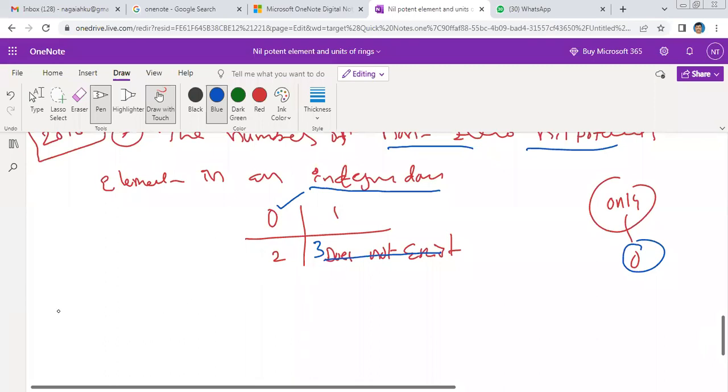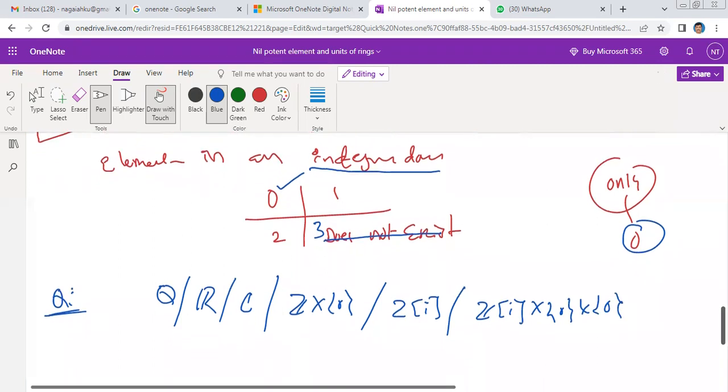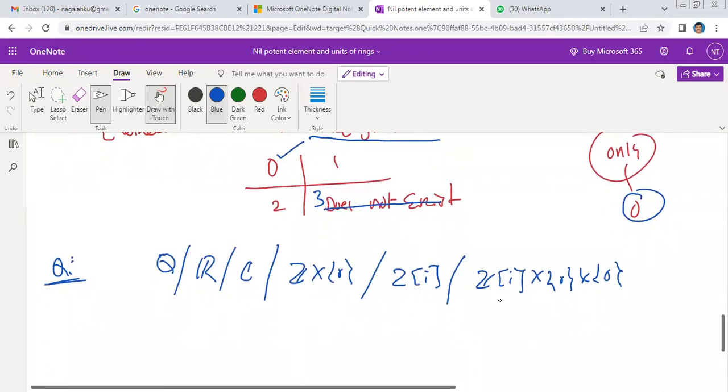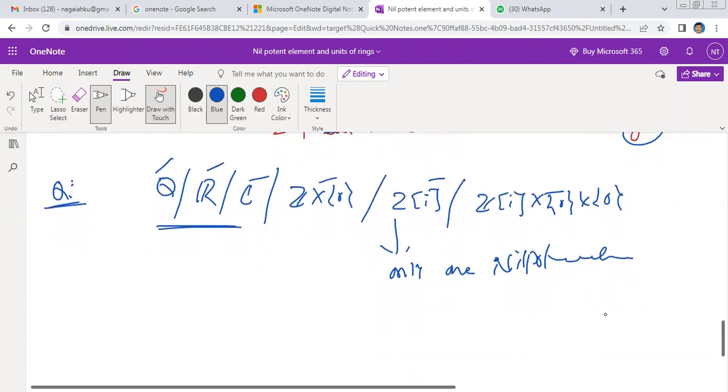If it is not an integral domain, another question is, what are the nilpotent elements of Q or C? Z cross singleton set 0, Z[i], the Gaussian integers, and Z[i] cross singleton set 0 are all integral domains. How many nilpotent elements do they have? Only one, that is zero. Since these are integral domains, a non-zero nilpotent element does not exist.